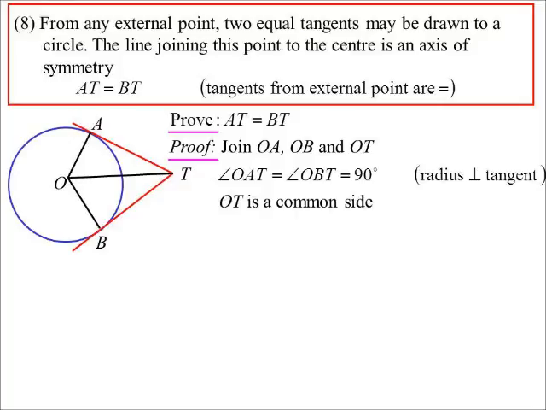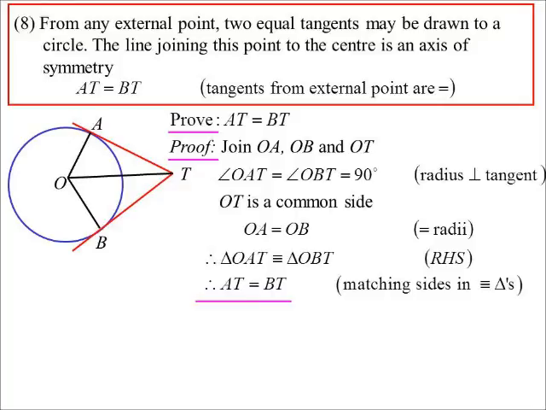OT is common to both triangles. And OA and OB, well, they're equal radii. So I've got congruent triangles: right angle, hypotenuse, side. And so if they are congruent, then AT must equal BT. They become the matching sides in congruent triangles.